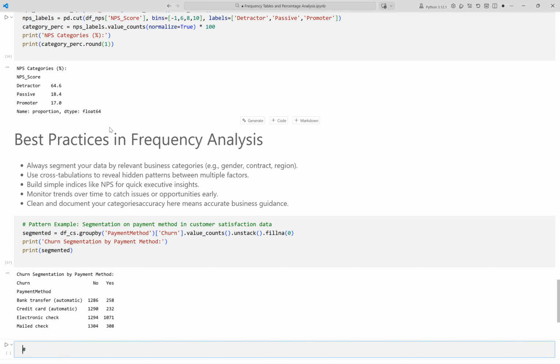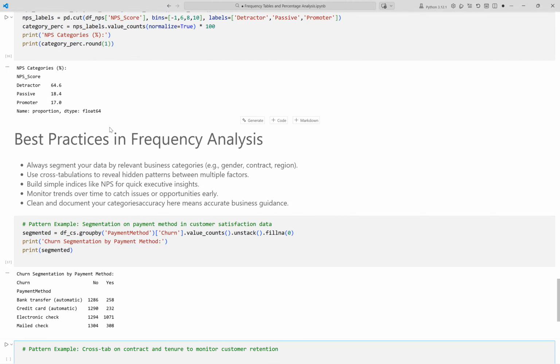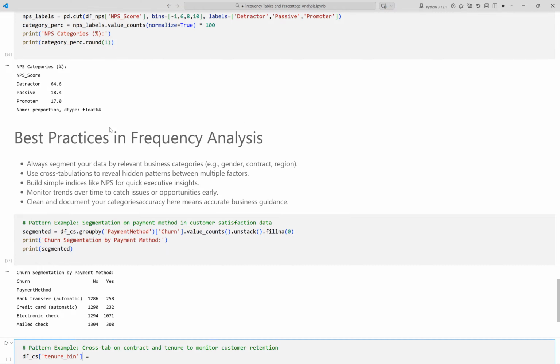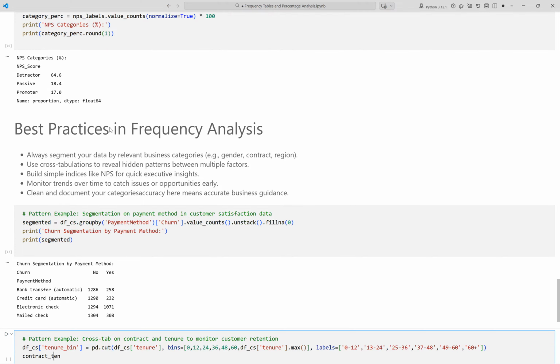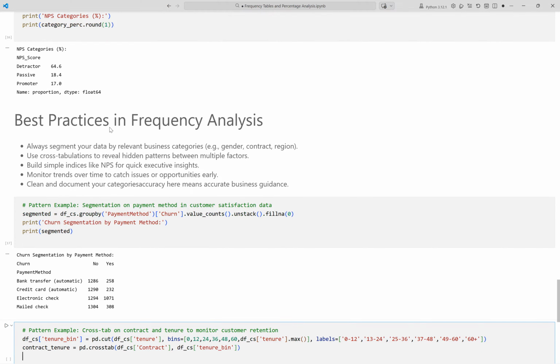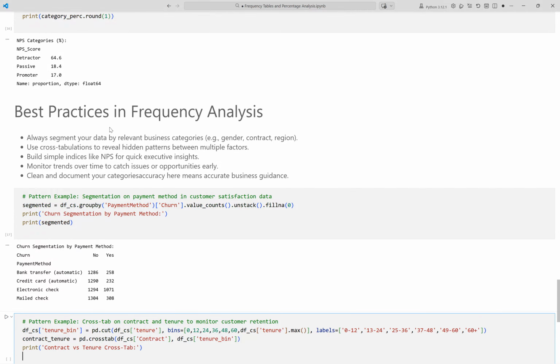Combining contract type and tenure bins lets management align offers with customer age segments. We create tenure bins for better comparison. We cross-tabulate contract by tenure group. We print and review which contracts retain customers longer.